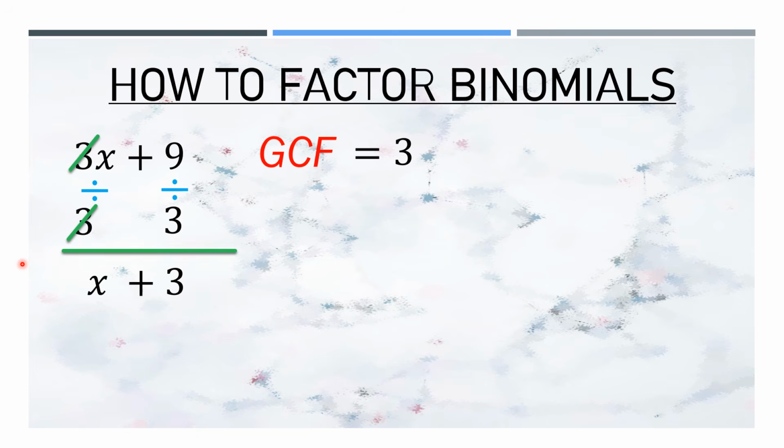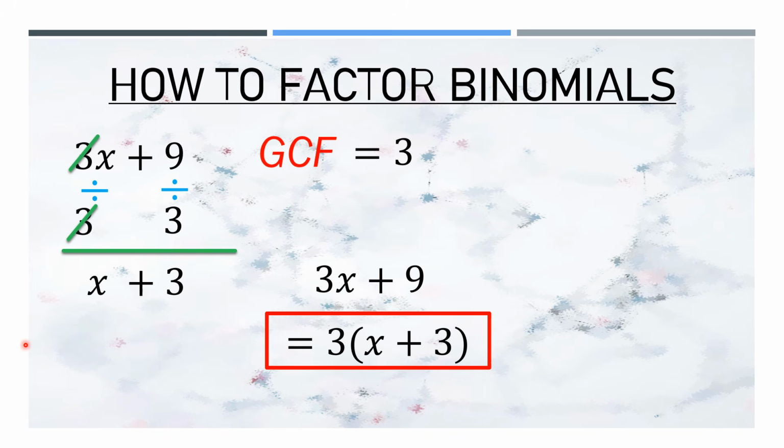So, para isulat natin yung factor ng binomial na 3x plus 9, ang gagawin lang natin, isusulat natin itong GCF na 3 sa unahan, and then, lalagyan natin ng open parentheses, and then, isusulat natin itong nakuha nating sagot. So, the factor of 3x plus 9 is 3. Ito yung GCF. And then, open parentheses, x plus 3 na nakuha natin kanina.